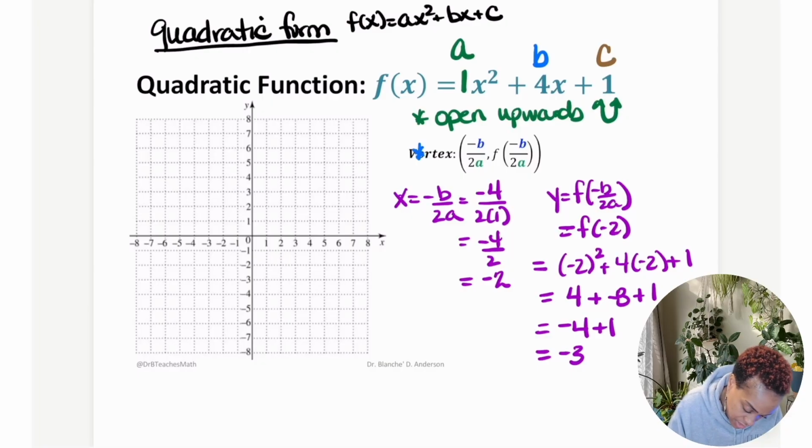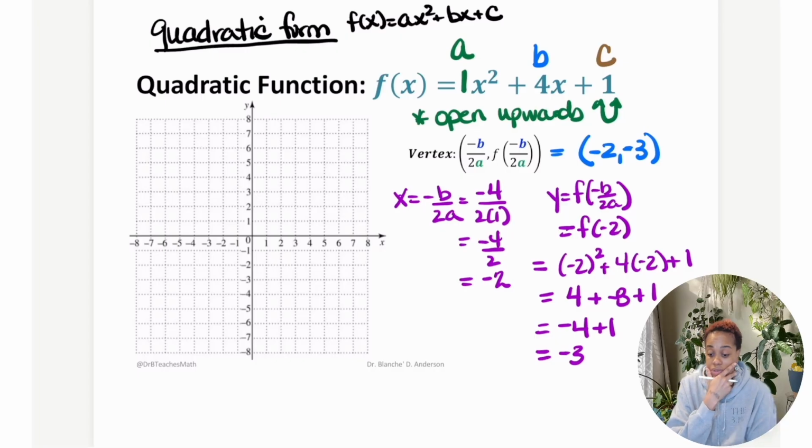So our vertex is negative 2, negative 3. Negative 2, negative 3. And the graph opens upward. So where x is negative 2, y is negative 3. So that's right here, and we know the graph is going to go this direction. So we just got to figure out the rest of it. So now we need our x-intercepts, right? And our y-intercept points. That's the next thing.